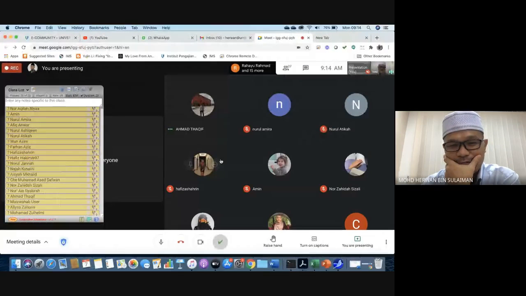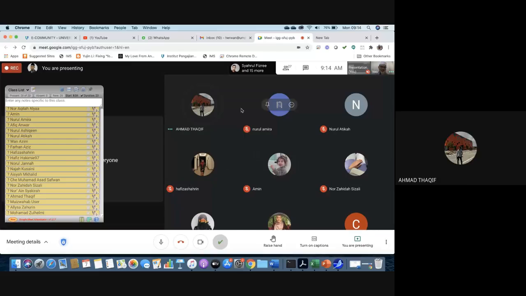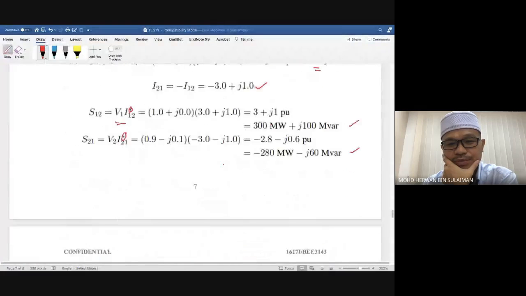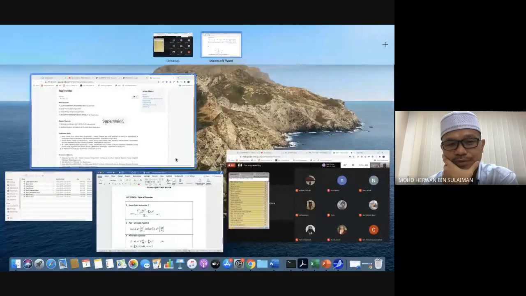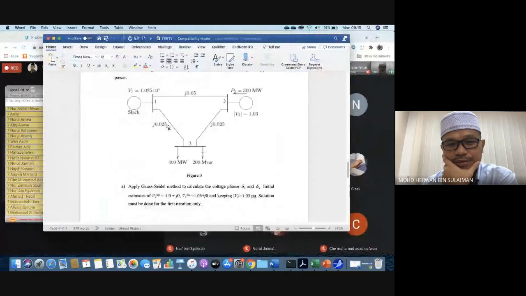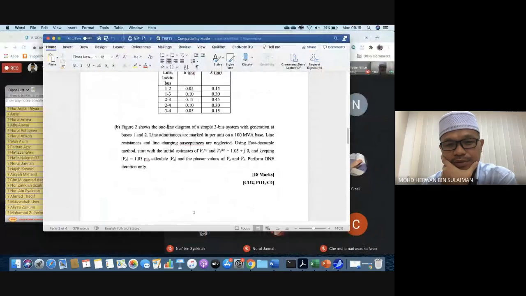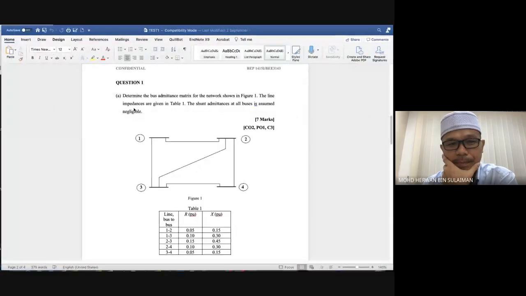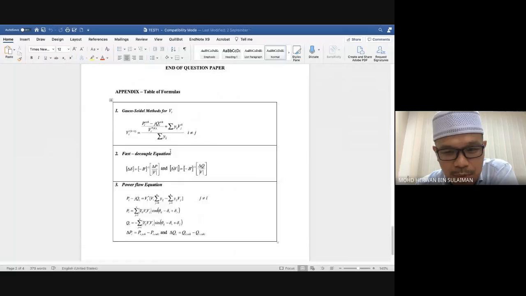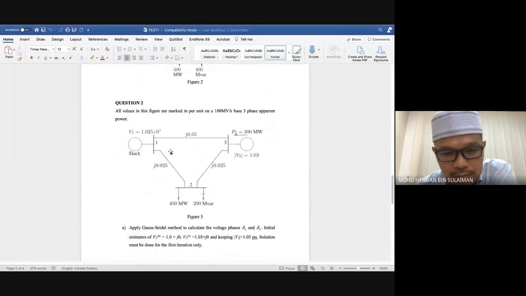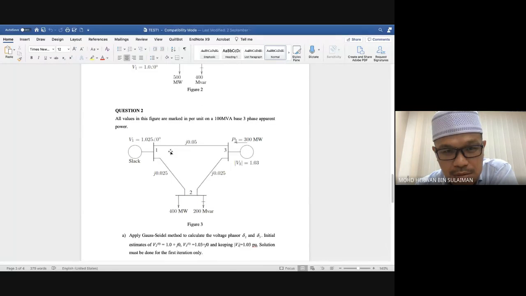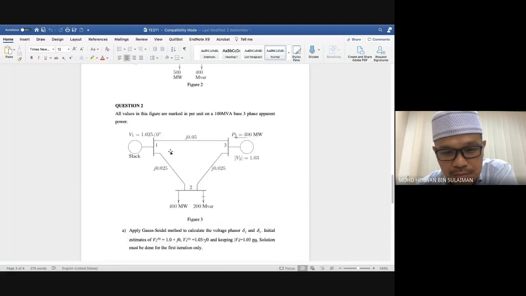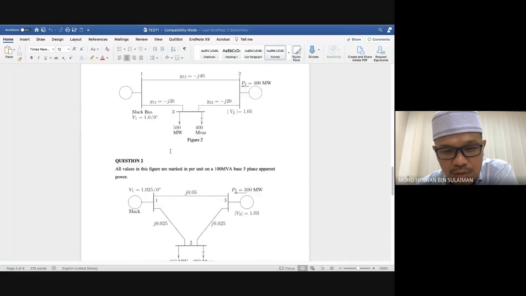Any question guys? Easy, right? This Gauss Seidel question is supposed to not bring you many problems. Okay, and then let's take a look at another question. This is from a past semester. Is there an answer? Which semester is this? 14-15 semester 1. Okay, one question Gauss Seidel, one question fast decoupled.